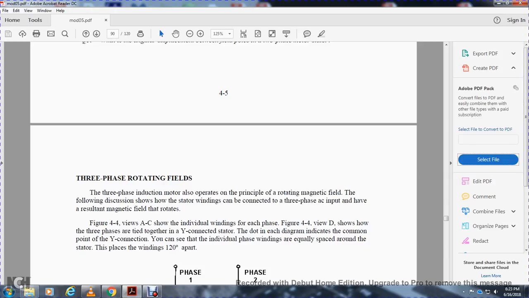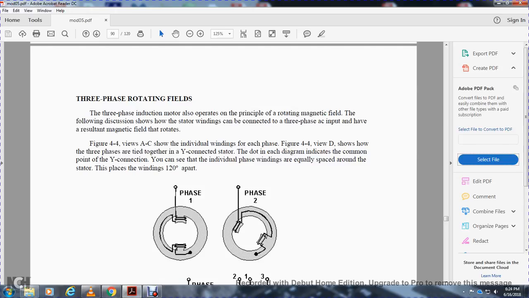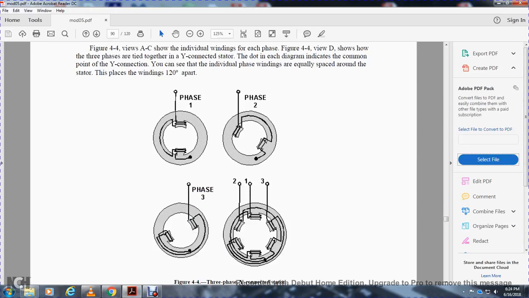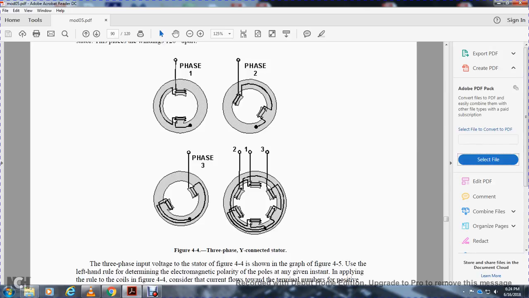Figure 4.4, view D, shows how the three phases are tied together in a Y-connected stator. The dot in each of the diagrams indicates the common point of the Y connection. You can see the individual phase windings are equally spaced around the stator and placed about 120 degrees apart. Phase 1, phase 2, phase 3, and then you have 1, 2, and 3. Three-phase Y-connected stator.